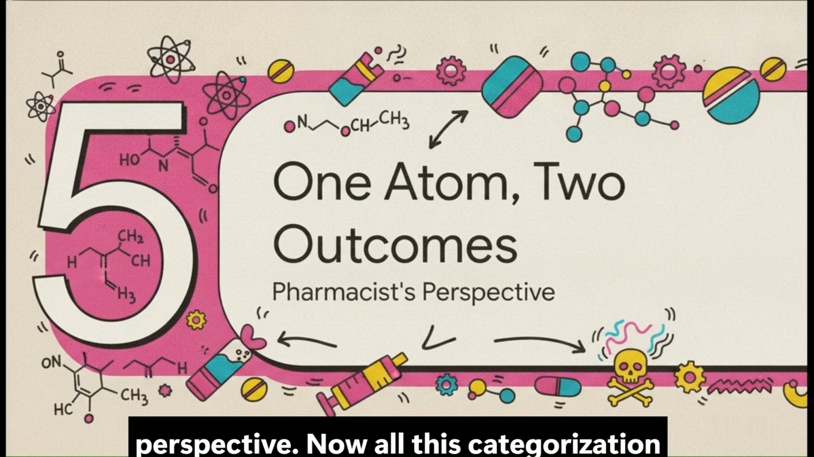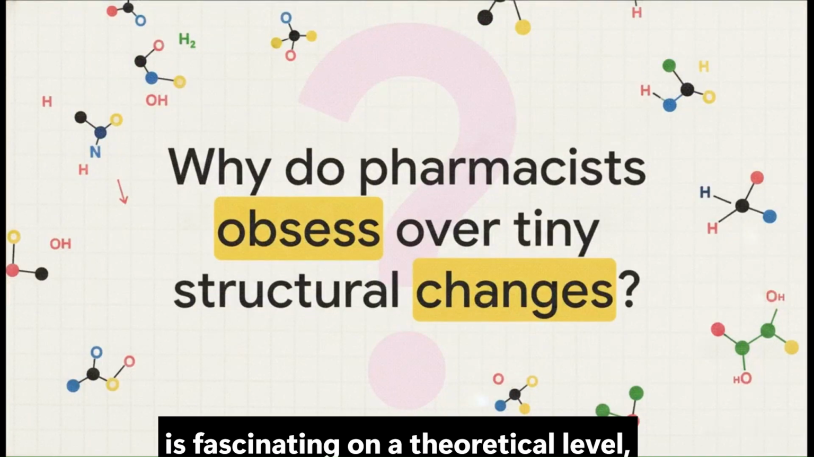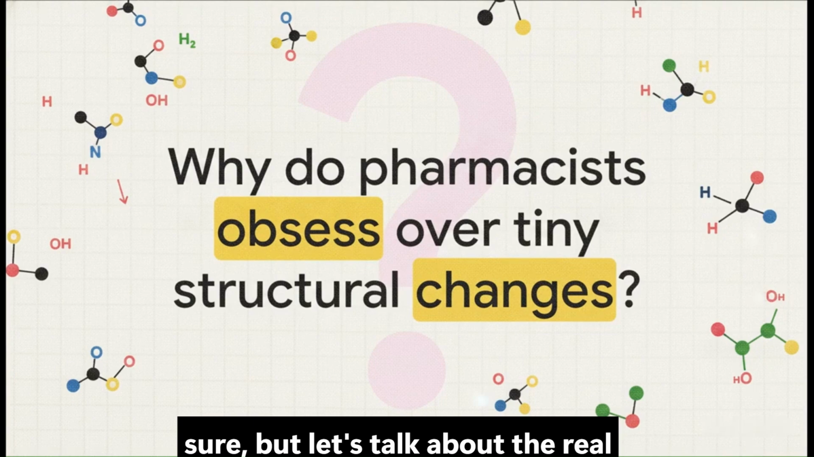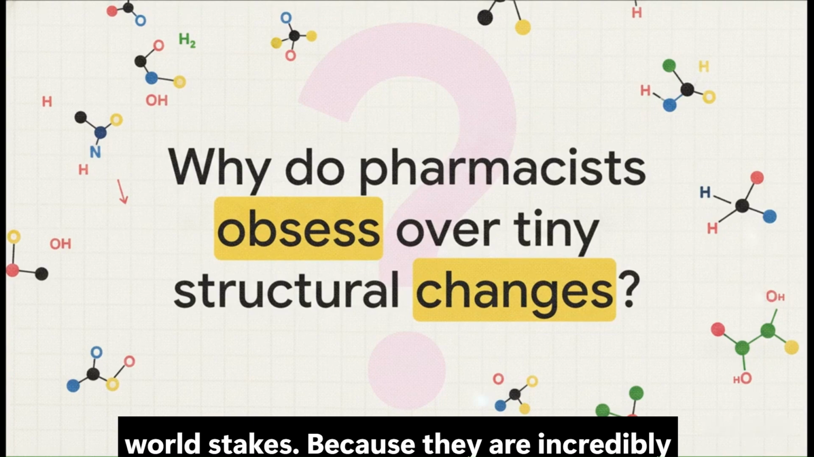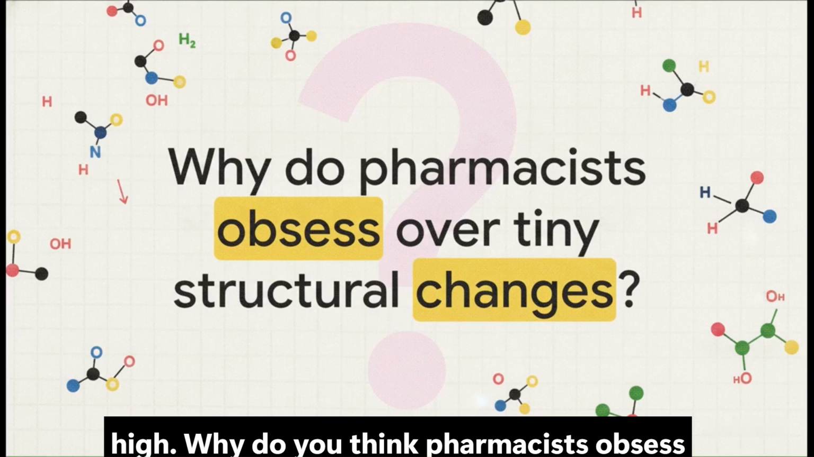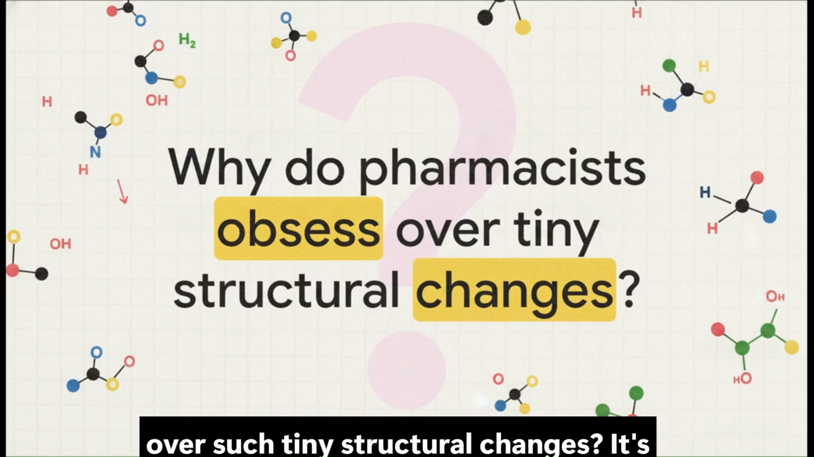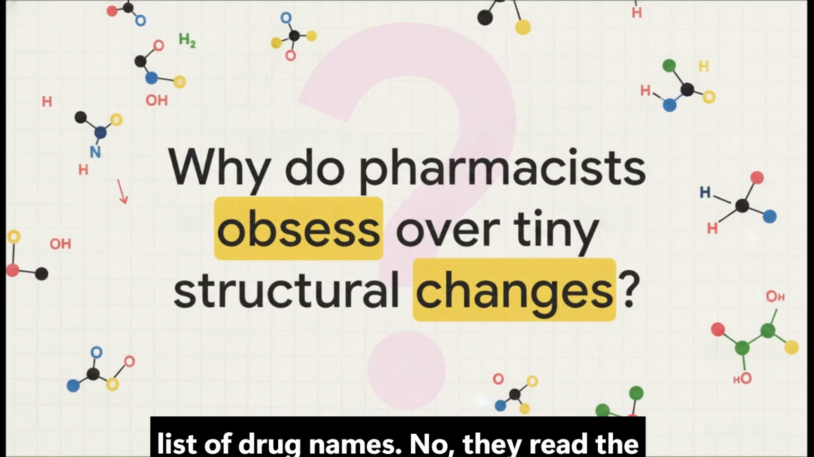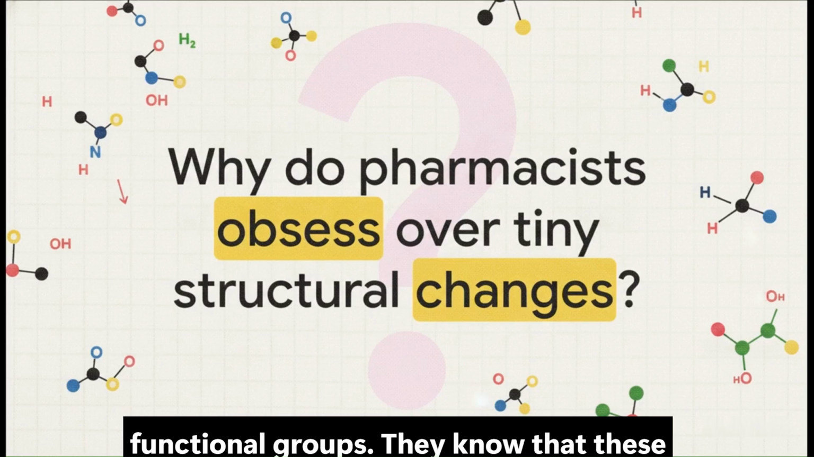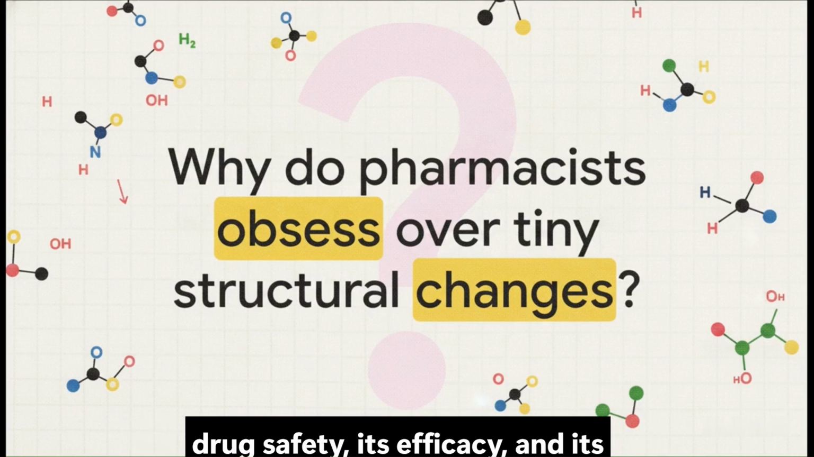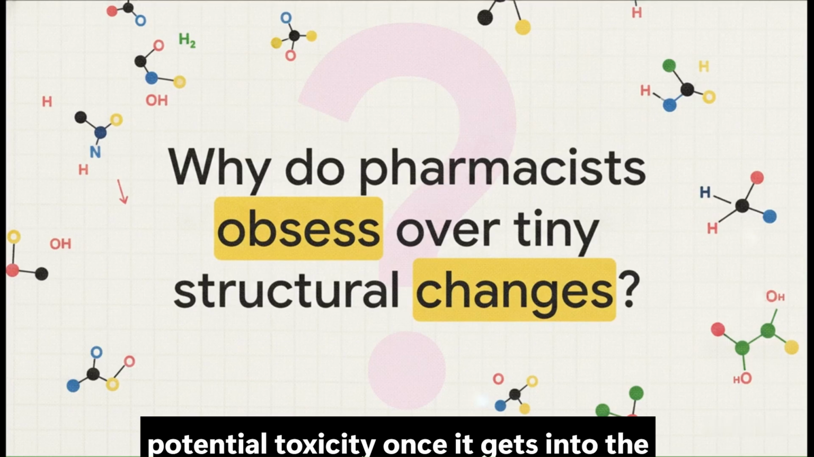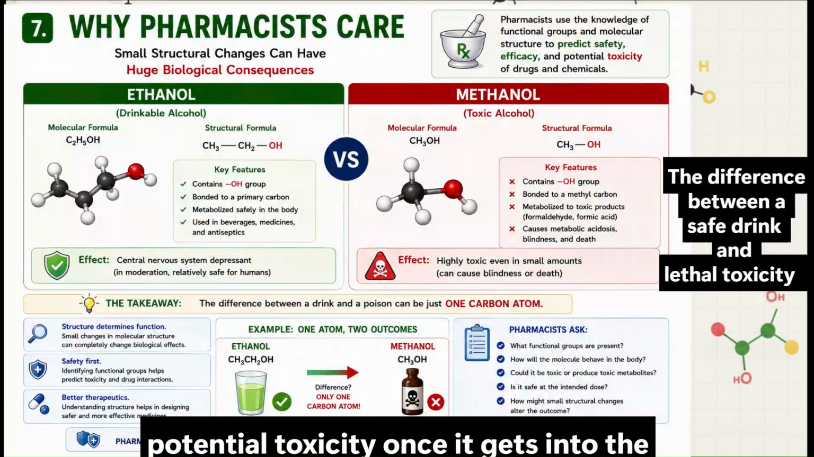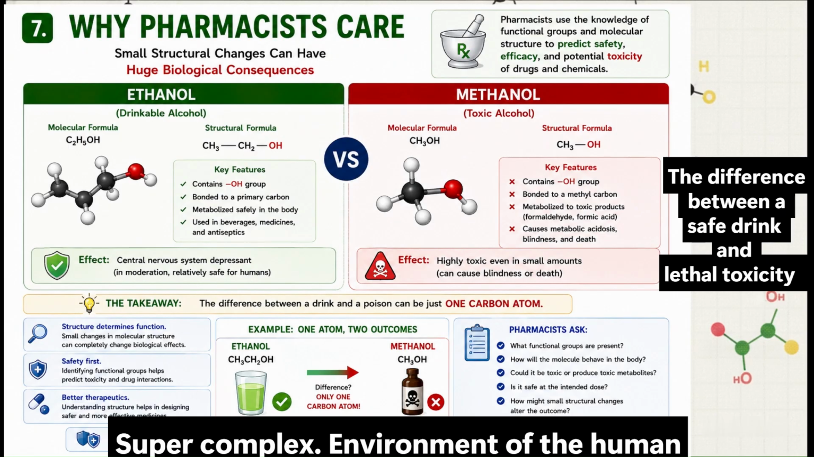The pharmacist's perspective. Now, all this categorization is fascinating on a theoretical level, sure, but let's talk about the real-world stakes here, because they are incredibly high. Why do you think pharmacists obsess over such tiny structural changes? It's because they don't just memorize a giant list of drug names. No, they read the functional groups. They know that these little atomic uniforms entirely dictate a drug's safety, its efficacy, and its potential toxicity once it gets into the super complex environment of the human body.